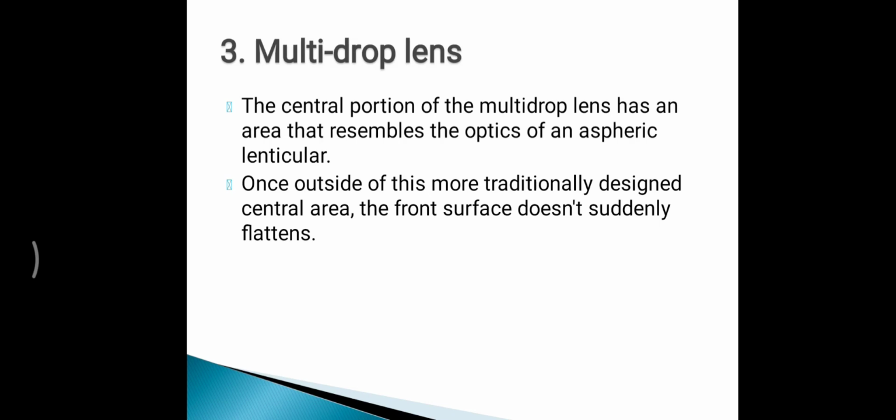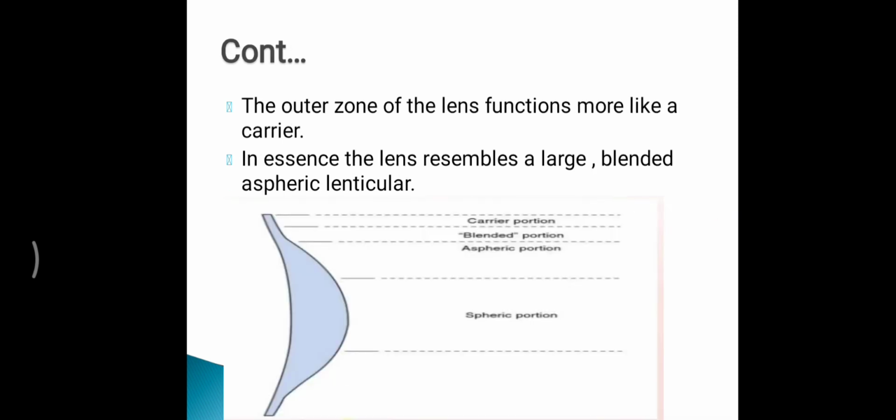And the last one is the multi-drop lens. The central portion of the multi-drop lens has an area that resembles the optics of the aspheric lenticular. Once outside of this more traditionally designed central area, the front surface doesn't suddenly flatten. I'll show you the diagram, then you can understand nicely. The outer zone of the lens functions more like a carrier, and in essence, the lens resembles a large blended aspheric lenticular. You can see the spheric portion in the center, then aspheric, then blended, then carrier. That's why it's called multi-drop.